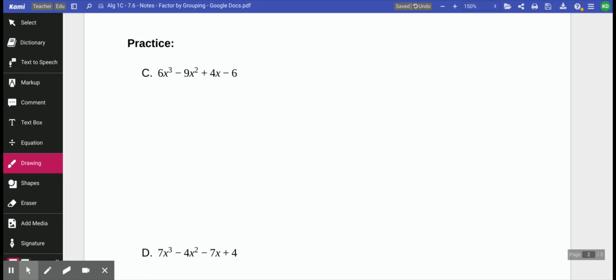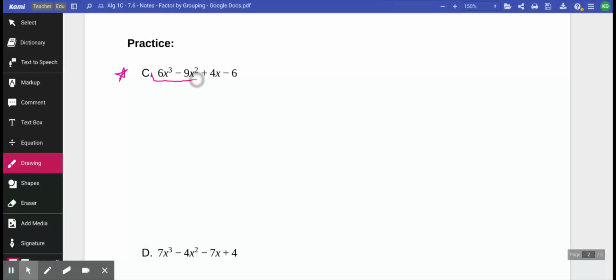All right, we just have some more practice to do. Our next example is C, and the process is going to be exactly the same. We're going to look to see if we have anything in common in all of these terms. So do we have any variables in common? No. Do we have any number coefficient factors? Let's see, 6 is 2 times 3, 9 is 3 times 3, 4 is 2 times 2. Right there we know we don't have anything in common.